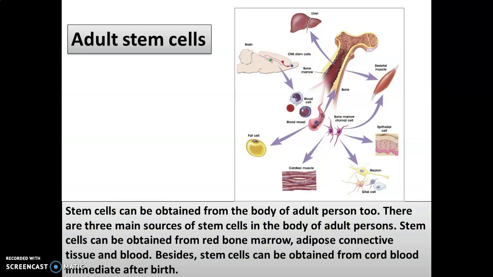Then we have the adult stem cells, which are obtained from the adult body. As I told you, it is obtained from bone marrow. Bone marrow is a red colored substance that is present between the cavities of the bone. Then it can also be obtained from the adipose connective tissue and blood. And as we have already studied previously, it is also obtained from the cord blood immediately after birth. And very similarly, these cells could be differentiated into different types of organs. So two types of stem cells: embryonic and adult stem cells.